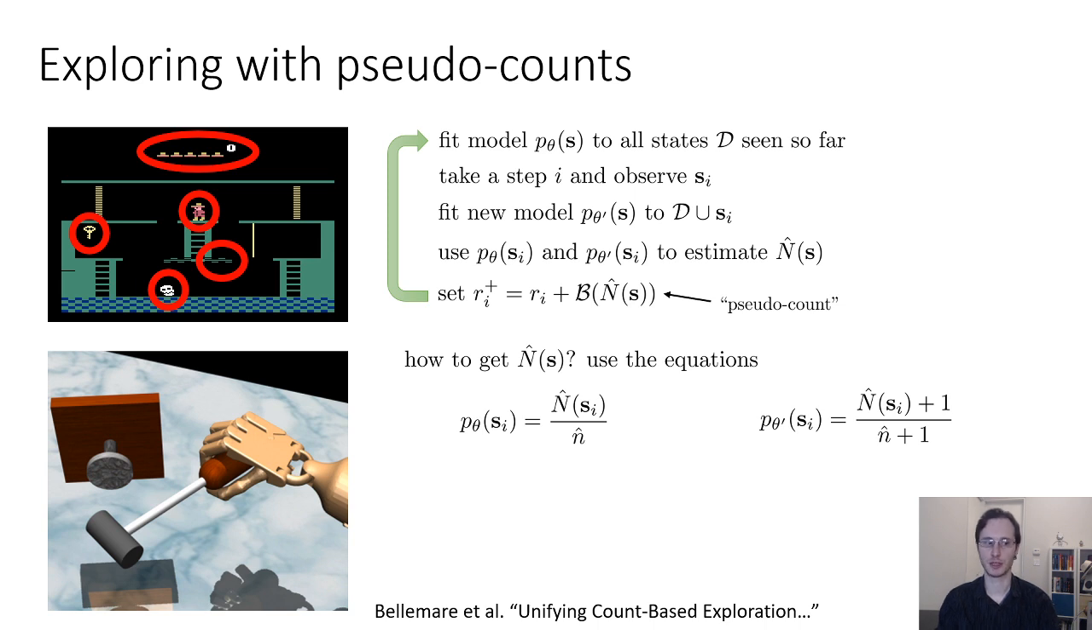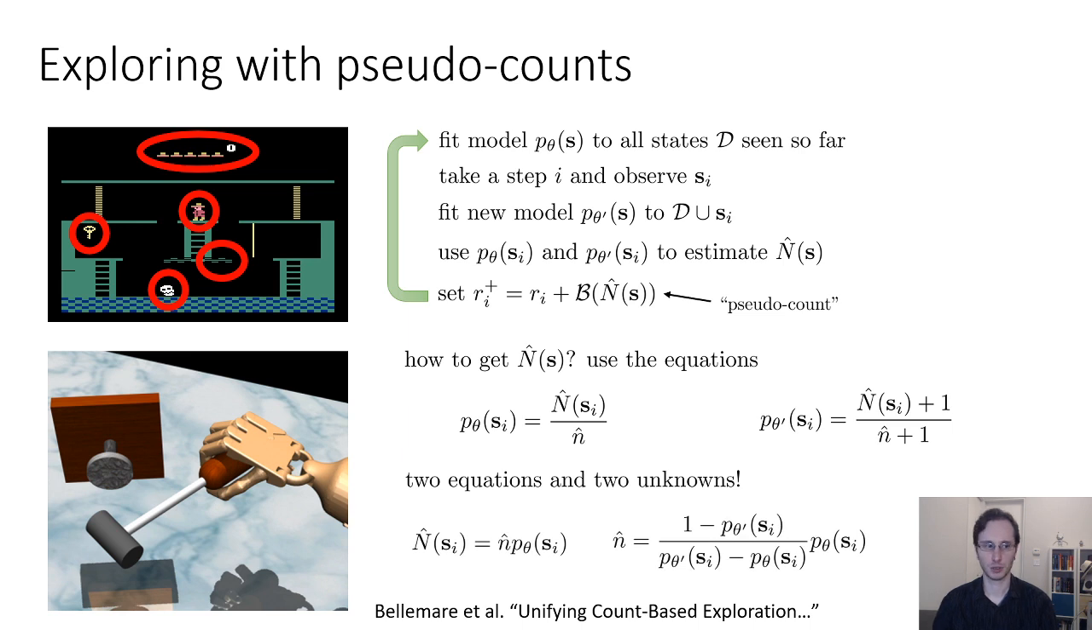So we could actually solve this system of equations and recover N hat of s and little n hat. So we have two equations and two unknowns. If we do a bit of algebra, here's what the solution looks like. N hat of s is equal to little n hat times p theta of s. That's kind of the obvious statement.